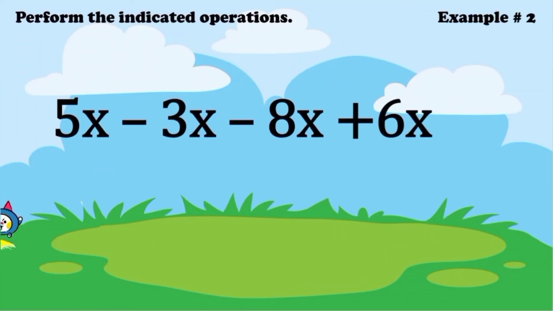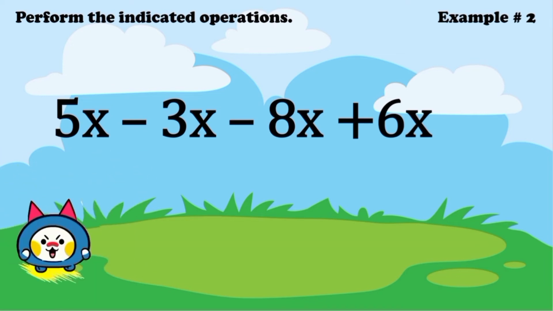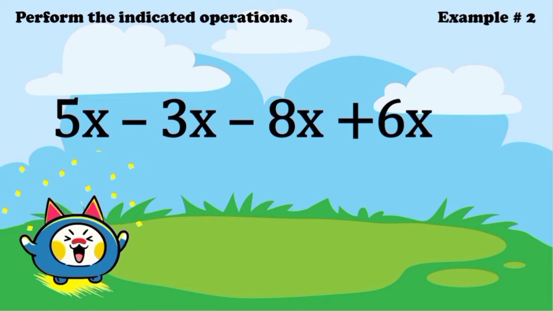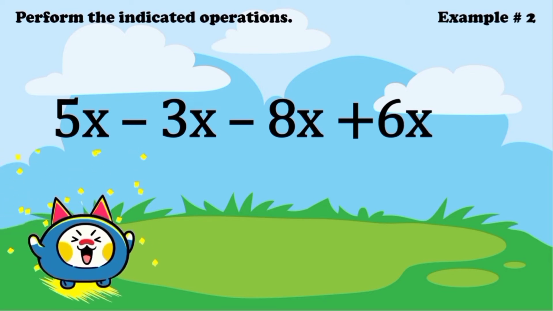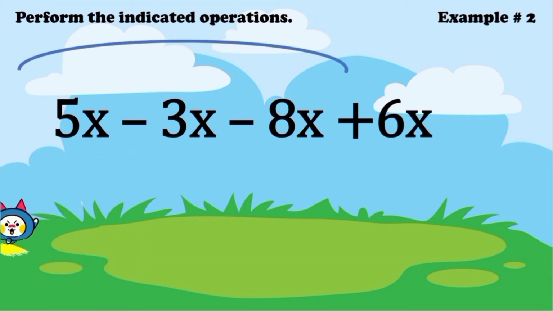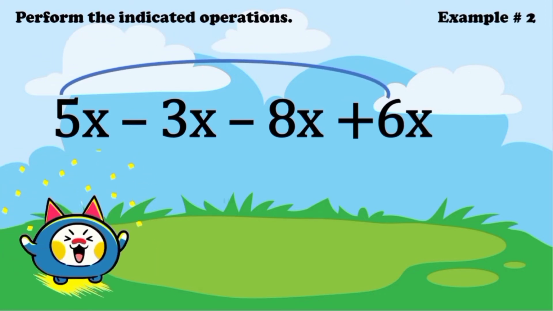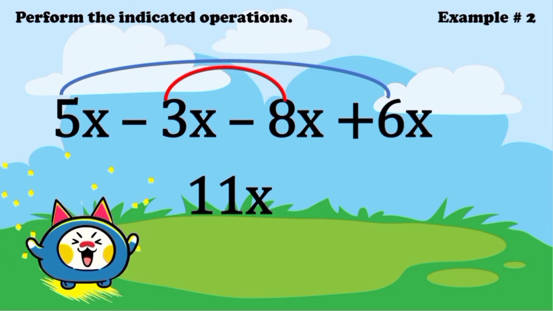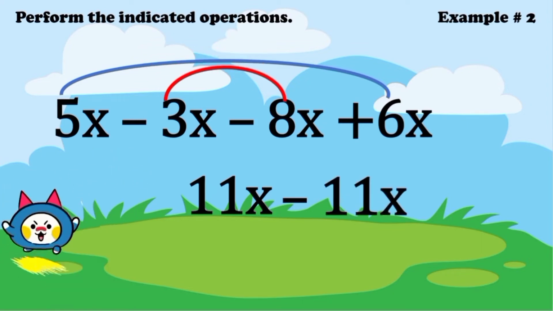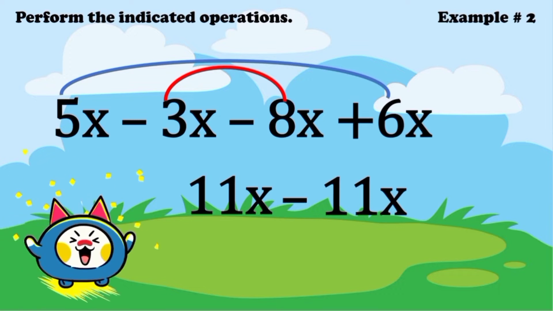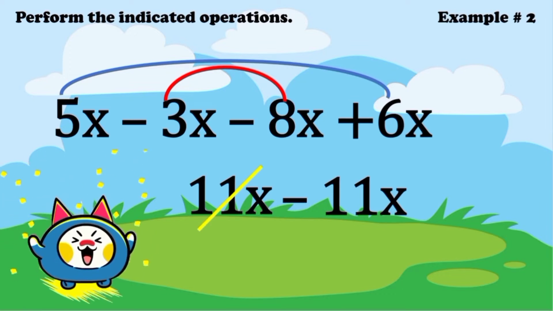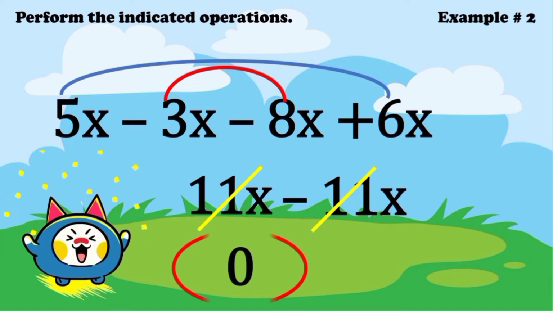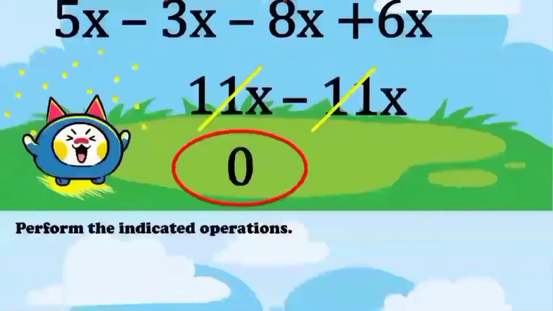Example number 2. 5x minus 3x minus 8x plus 6x. They are all similar terms but different signs. To make it easier, combine the like signs first. First, let's add 5x and 6x. We have 11x. Proceed to negative 3x minus 8x. We have negative 11x. We can now simplify our answer. 11 minus 11 is equal to 0. Make sure that 0 has no sign and literal coefficient.